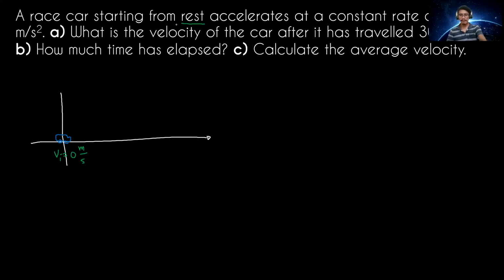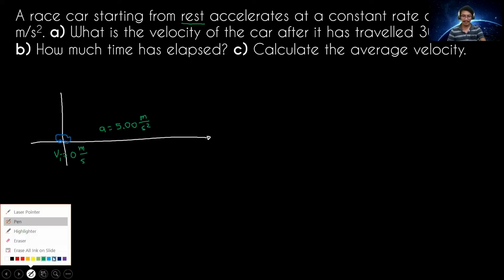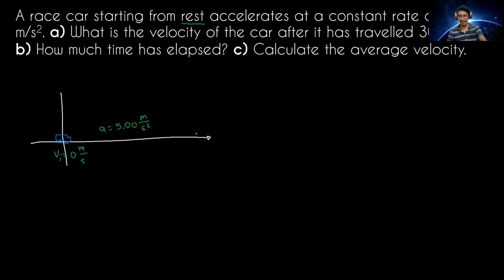Now, from rest, it accelerates at a constant rate. So that means there is an acceleration, okay? There is an acceleration of 5.00 meters per second squared. So that means after that time, our car is on the other side, around here. So our car is there after some time.